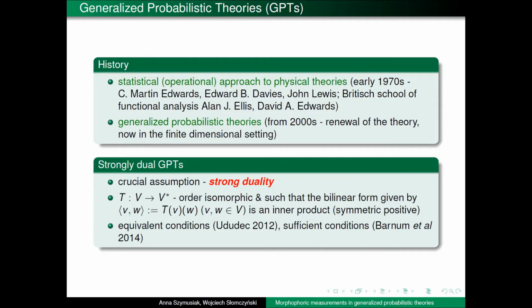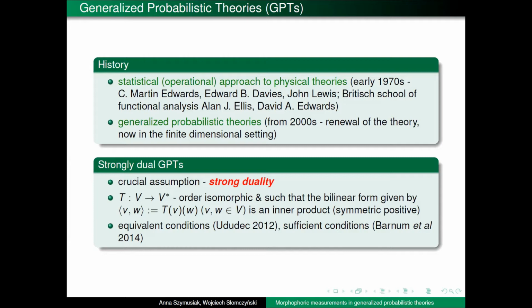It is a huge wealth of theories, but we will concentrate on a subset of these theories, namely so-called strongly dual GPTs. This assumption of strong duality is a very crucial assumption. I will explain this later, but on the other hand, it is not very restrictive. There are still plenty of strongly dual generalized probabilistic theories.